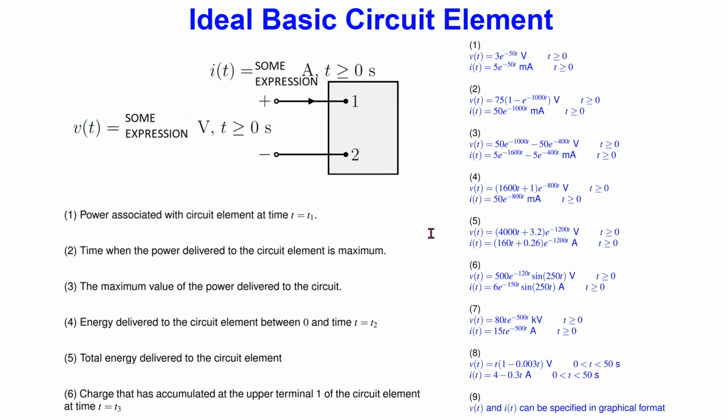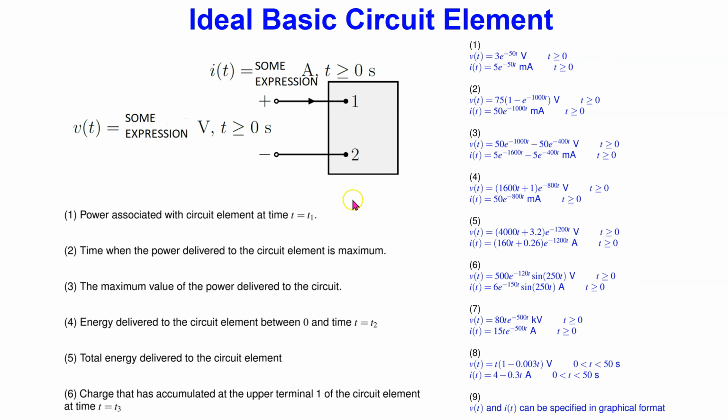In this video, we will focus on ideal basic circuit element with time varying inputs as shown here. Typically, the voltage and current may be linear functions or exponential functions, or a combination of linear and exponential functions, or even a combination of exponential and sinusoidal functions. The voltage and current may be specified mathematically using exact equations, or can also be given in graphical format as plots.